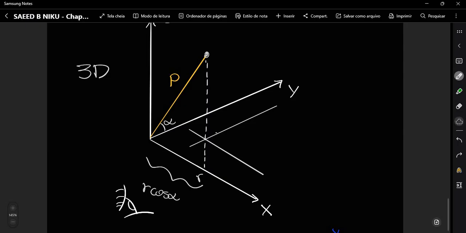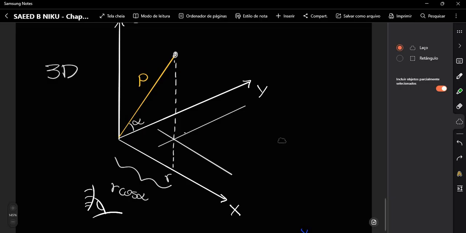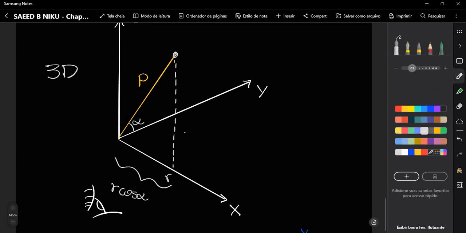And now let's take this. You see that we have to decompose this component on the same direction as the axis. So this point and this point is R sine of alpha.